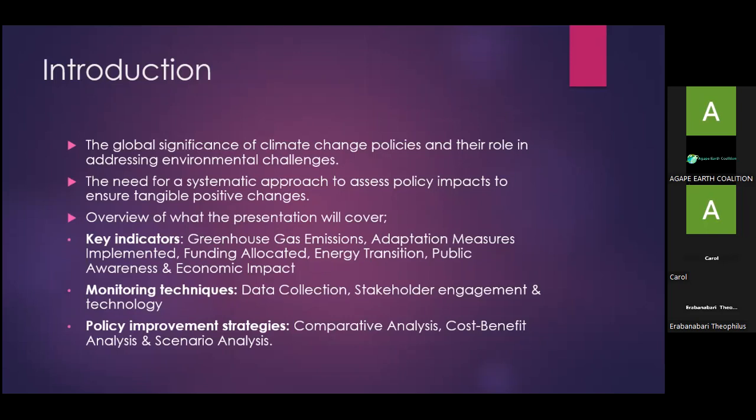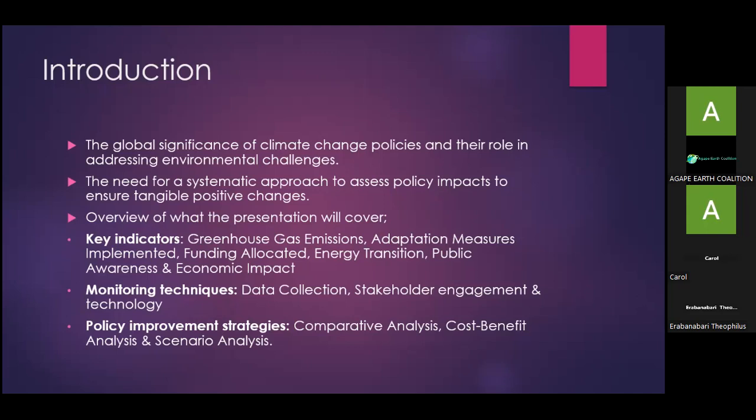On the presentation, we'll cover key indicators. It will cover key indicators being greenhouse gas emissions, adaptation measures implemented, funding allocated, energy transition, public awareness, and economic impact, as you are going to go back into your respective countries to assess the policies that are being implemented. These are the key indicators that you can use.